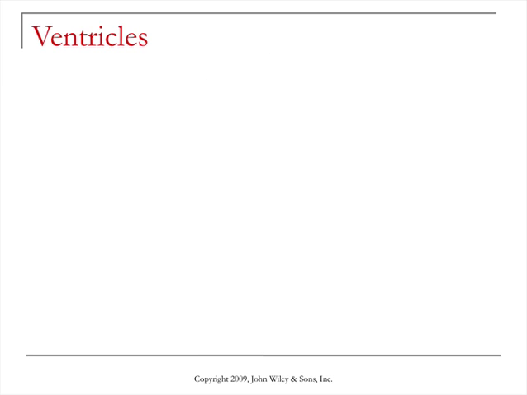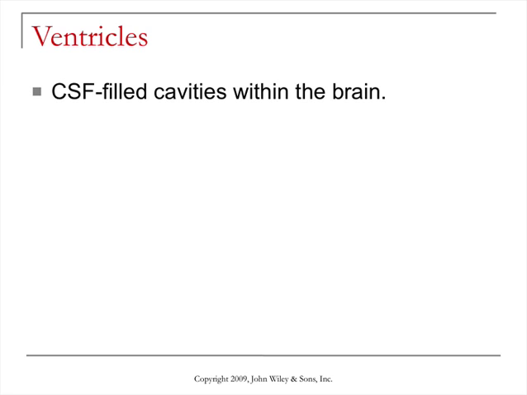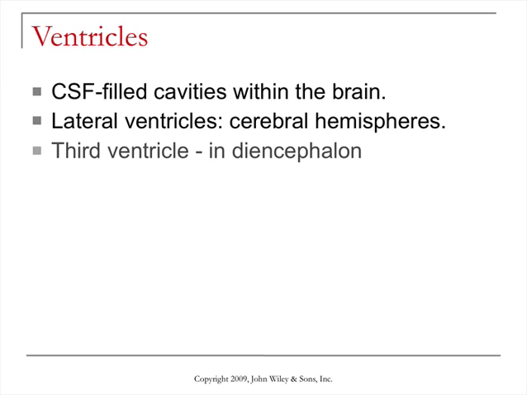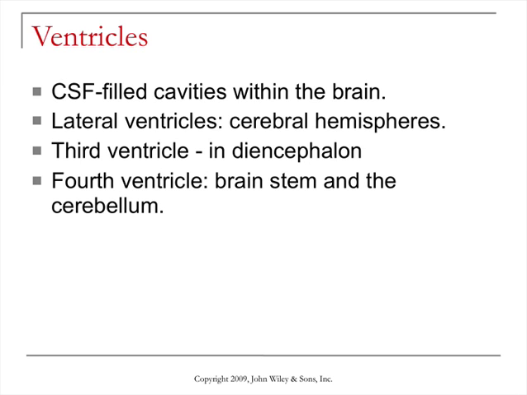Let's now look at a variety of anatomical structures that relate to the cerebrospinal fluid, and then we'll look at the circulation of cerebrospinal fluid. The ventricles are cerebrospinal fluid-filled cavities within the brain. There are two lateral ventricles, one in each of the cerebral hemispheres. The third ventricle is found in the area of the diencephalon, and the fourth ventricle is found in the brainstem and cerebellum area. And we'll take a look at a picture of these in just a second.